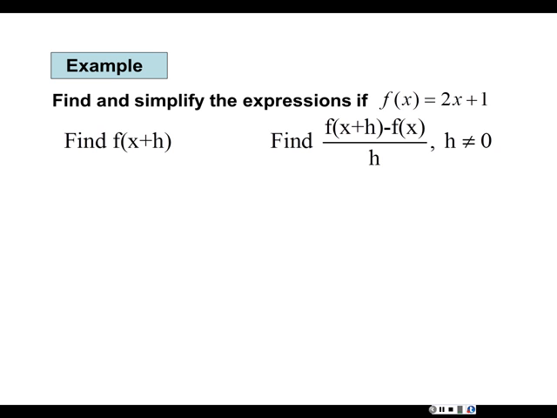Then we will take the bracket out. 2x plus 2h plus 1 minus 2x minus 1, right? And then we cancel out 2x and 2x, 1 and negative 1, and then we'll divide it by h. Now we are left with only 2h over h, and we can cancel out the h. So the answer is only 2.